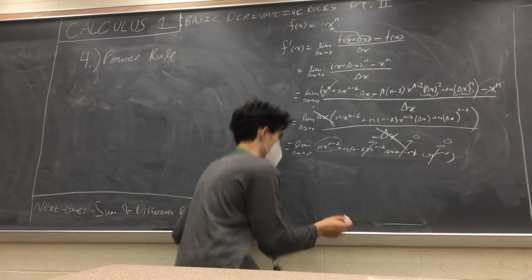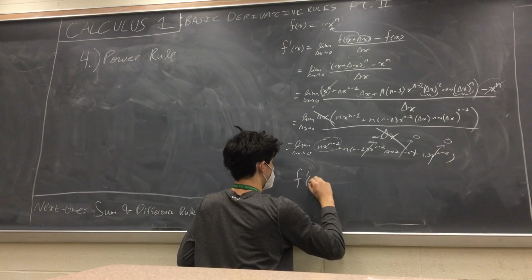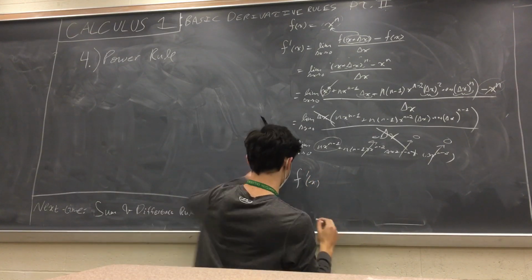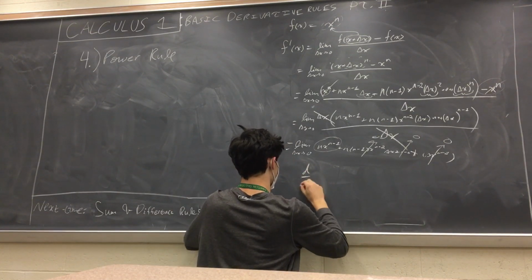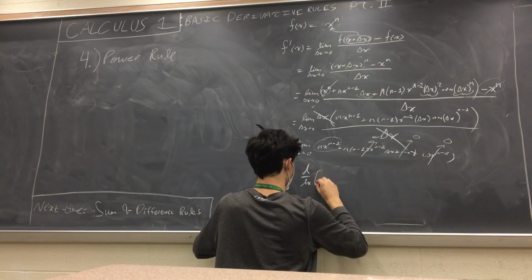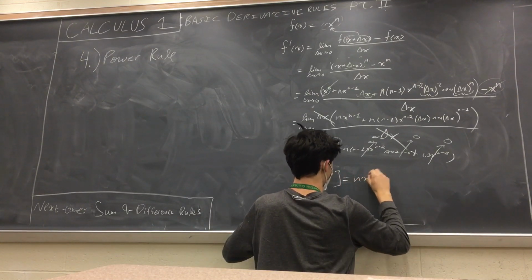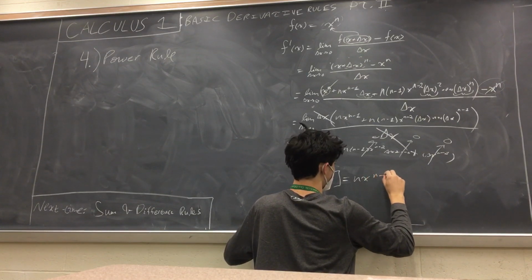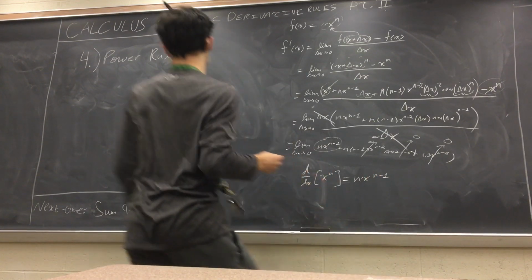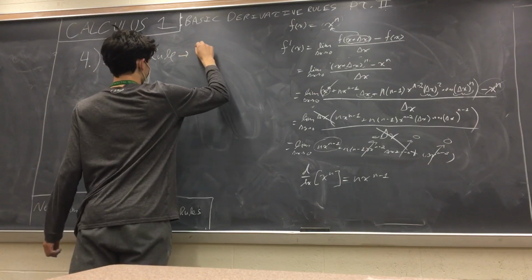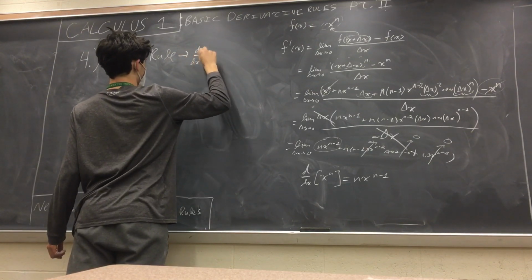So we can see from this that the derivative of x to the n is equal to nx to the n minus 1. So let me write that up here.